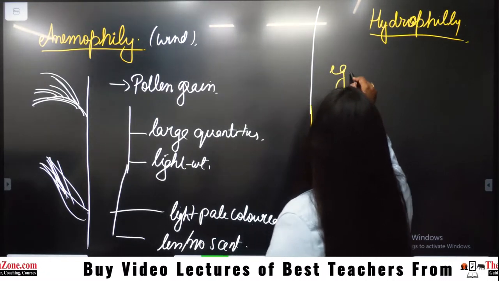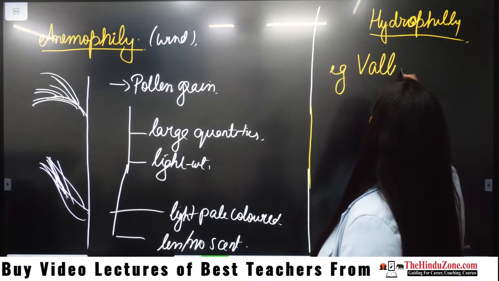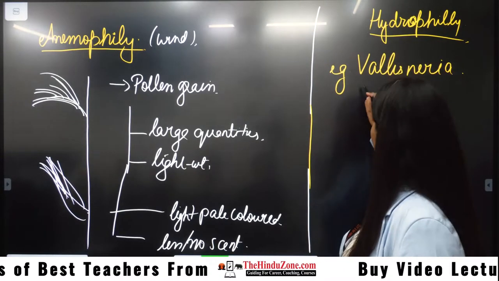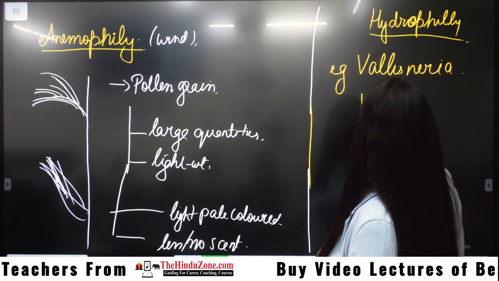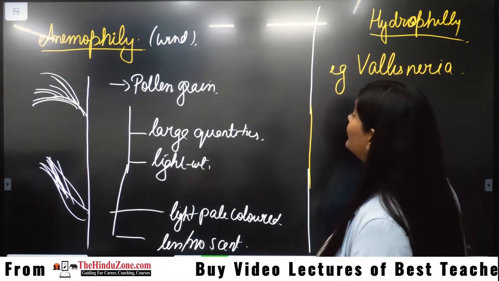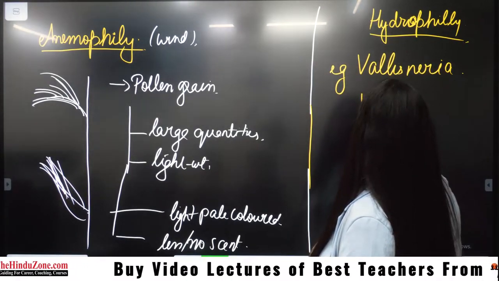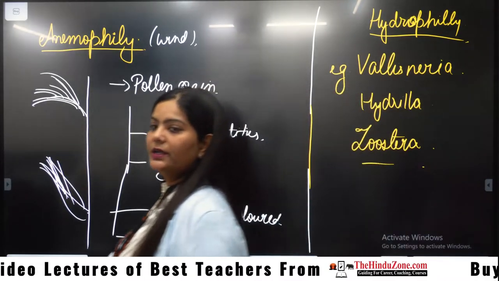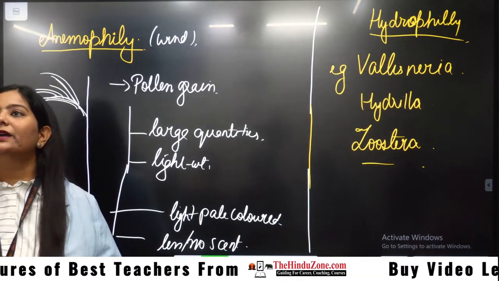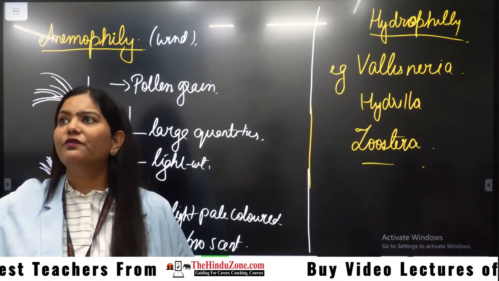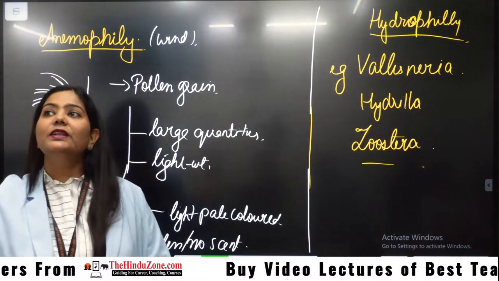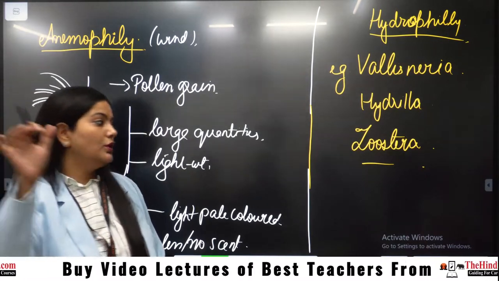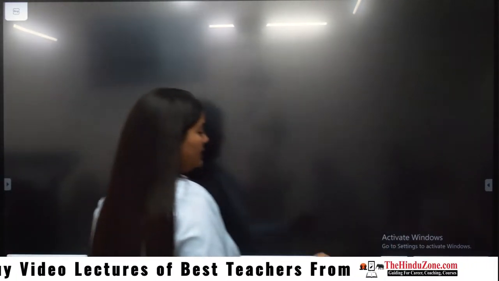Like one example is very good, Vellisneria. Another, if anyone knows? Hydrilla. Very good. Hydrilla. Or Zostera. Zostera is a type of marine weed, an aquatic weed type of plant. Vellisneria is showing a wonderful thing in this pollination. Let's check out Vellisneria first.